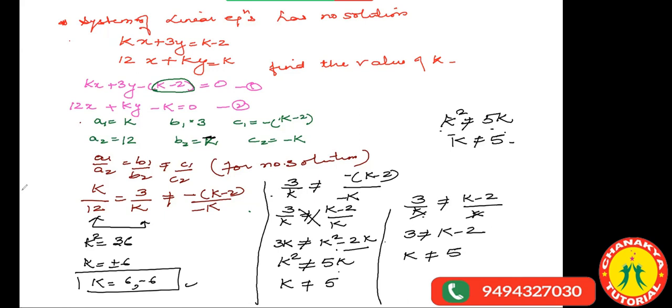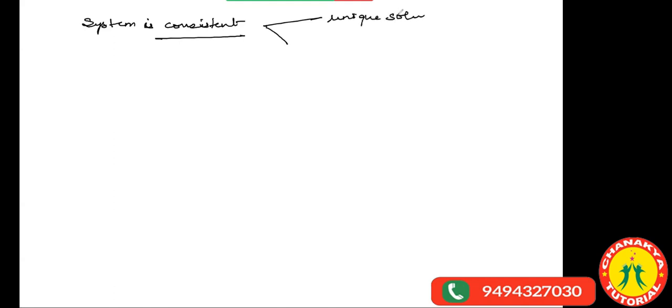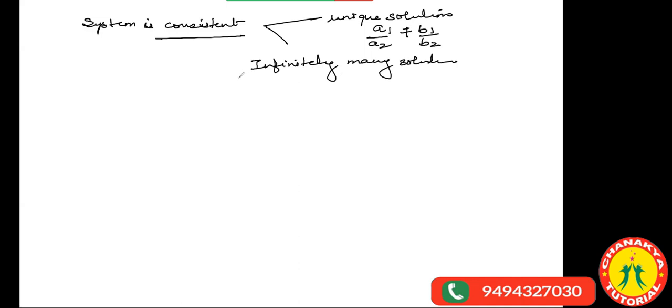Today you will learn it again. So see, if I am asking this, system is consistent, it means it has unique solution and it has infinitely many solutions. For unique solution, what is the condition? That A1 upon A2 is not equal to B1 upon B2. Right? And for infinitely many solutions, all ratios will be equal.